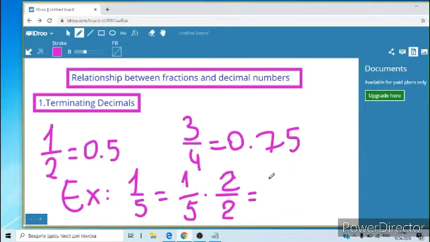1 times 2 will be 2. 5 times 2 will be 10. So 2 over 10. Then look, if we have 10, if we are multiplying the number by powers of 10, here after the decimal point we will have one decimal place, and here we will get 0.2. So our solution is 0.2. Here we have changed our fraction to a decimal number.